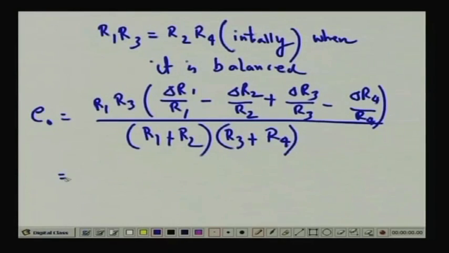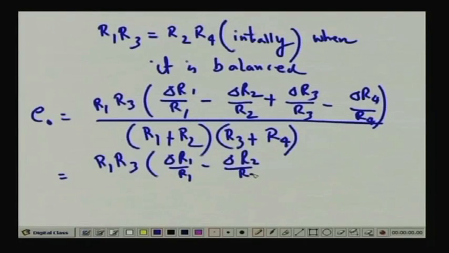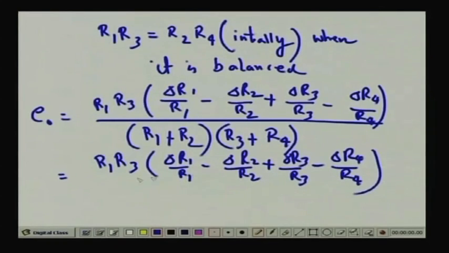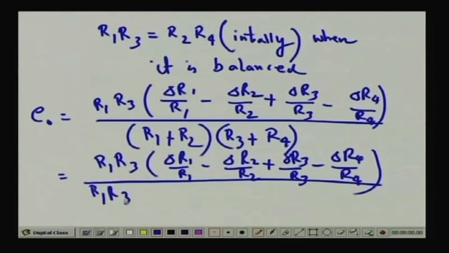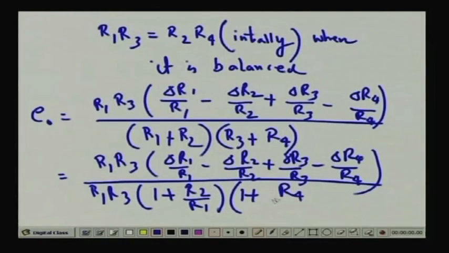So, from the numerator, delta R1 by R1 minus delta R2 by R2 plus delta R3 by R3 minus delta R4 by R4, and if I take R1 R3 common from the denominator, it becomes 1 plus R2 by R1 multiplied by 1 plus R4 by R3, like this one.